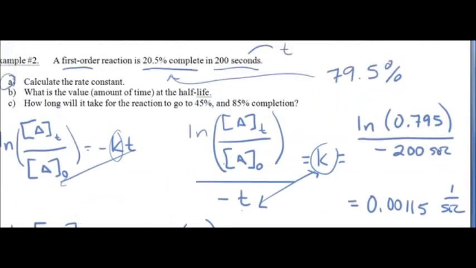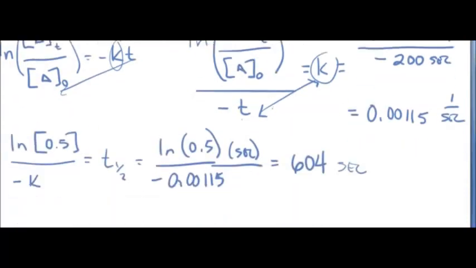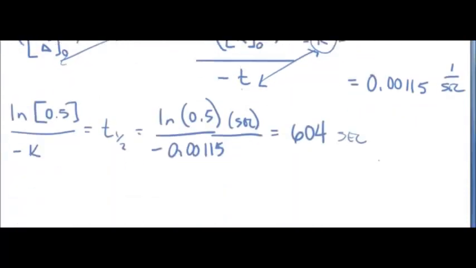Now let's take a look at this. Does that make sense? Well, to go 20.5%, it took 200 seconds. So that was a considerable amount of time. So yeah, 604 is a good answer here.